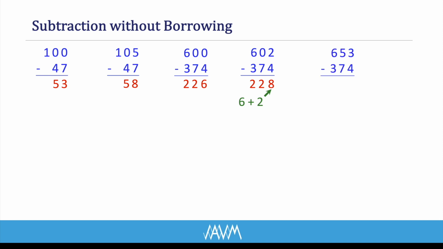Here's another example, 653 minus 374. Here we find the 2 again in the hundreds column, and then subtract 7 from 9, giving 2, and add 5, giving 7. At the last from 10, 4 from 10 is 6, and then add 3, giving 9. And the answer is 279.